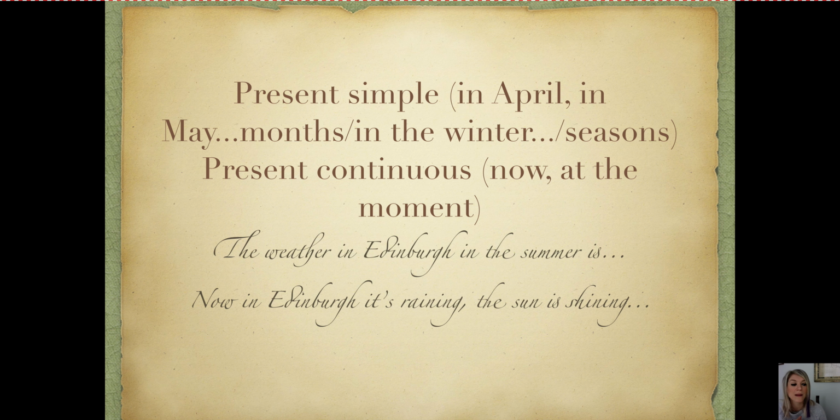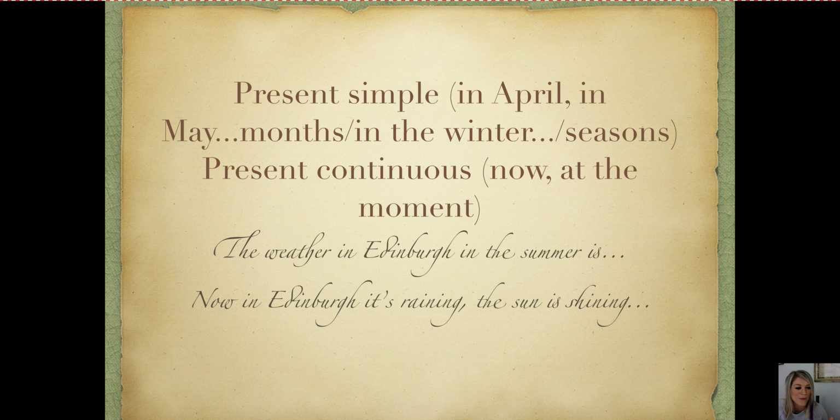For example, we can say the weather in Edinburgh in the summer is sunny but cold, and now in Edinburgh it's raining, or the sun is shining, or it is snowing, or it is cloudy. So again, pay attention to the differences between present simple and continuous. So present simple is used with months. So let's revise the months of the year.